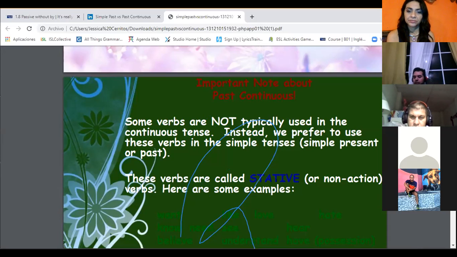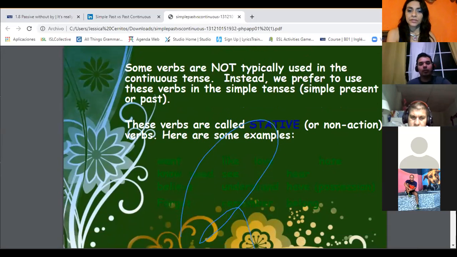Some verbs are not typically used in the continuous tense. Instead, we prefer to use this verb in the simple tense. Simple present or past. Okay. This verb list is called stative verbs, or not action verbs. Okay. Here are some examples.